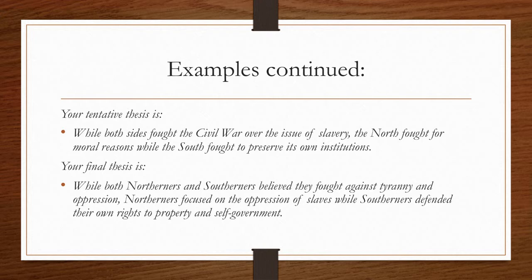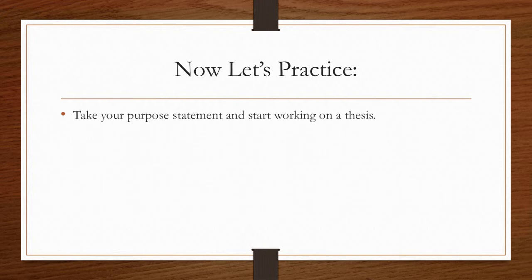So moving a little further, you come up with, while both Northerners and Southerners believed they fought against tyranny and oppression, Northerners focused on the oppression of slaves, while Southerners defended their rights to property and self-government. So we have a compare and contrast over slavery, and then kind of how the North felt and how the South felt. It's obviously going to be a compare and contrast because you're saying words like both. So now let's take your purpose statement and start working on a thesis. Pause the video to do so.